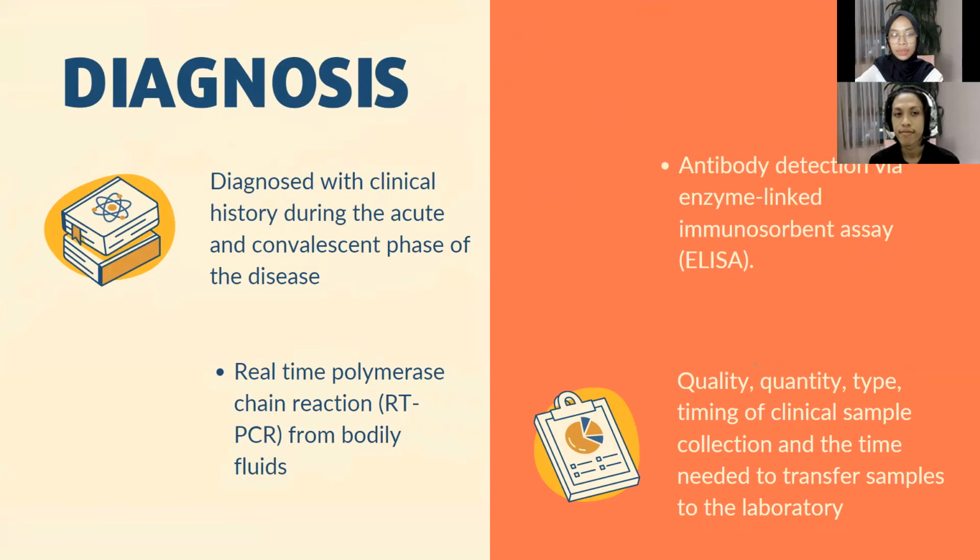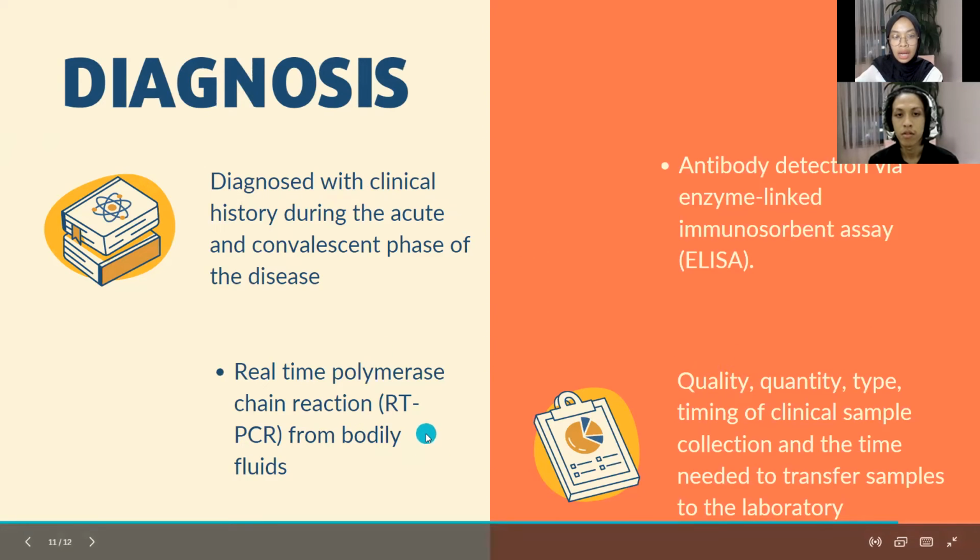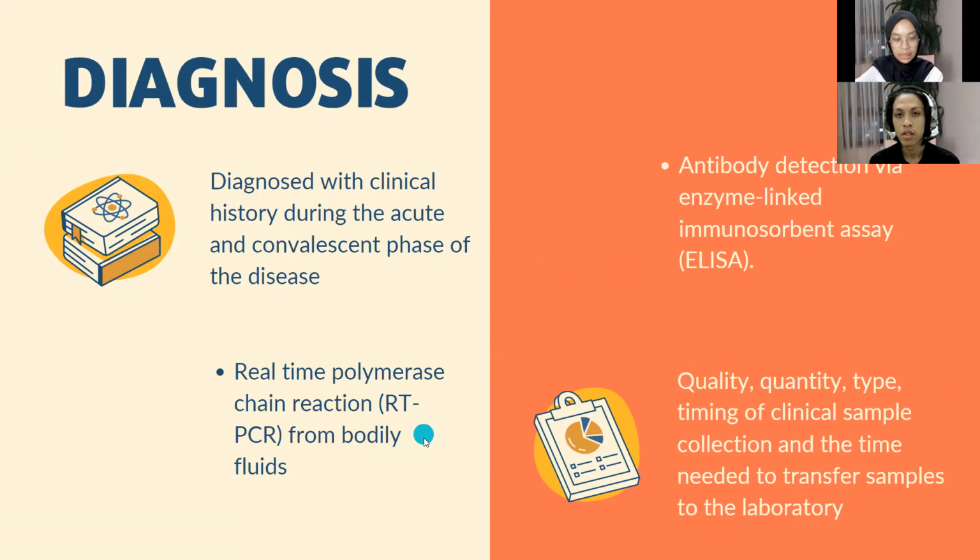Nipah virus infection can be diagnosed with clinical history during the acute and convalescent phase of the disease. The main tests used are real-time polymerase chain reaction, which is RT-PCR, from bodily fluids, and antibody detection via enzyme-linked immunosorbent assay, which is ELISA. Why is PCR recommended as the most sensitive method for diagnosis of active Nipah virus infection? Nipah virus specific IgM ELISA is an alternative serological approach where PCR is not available. Other tests used include PCR assay and virus isolation by cell culture.